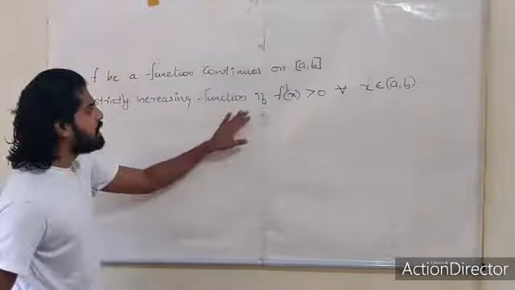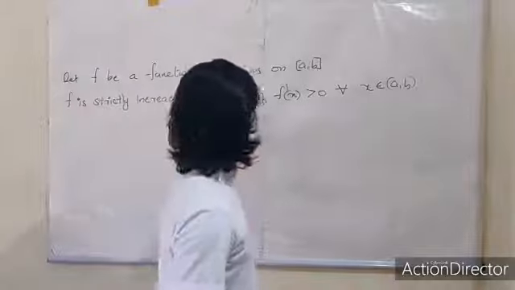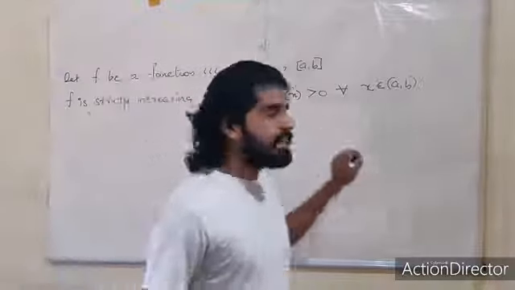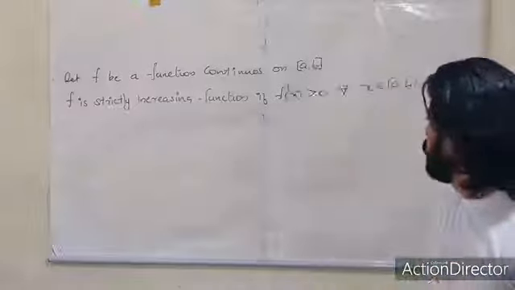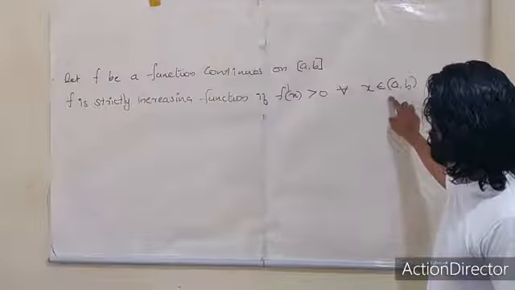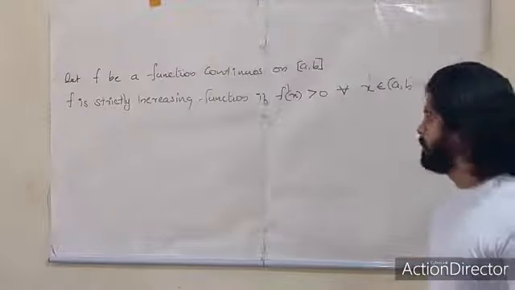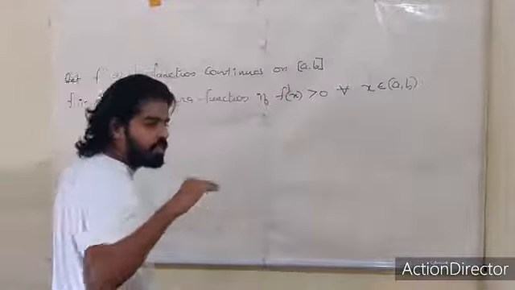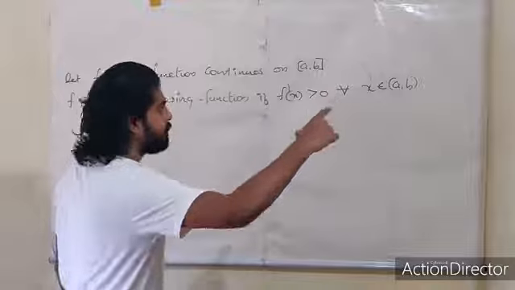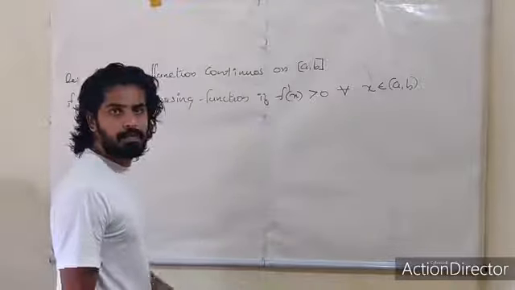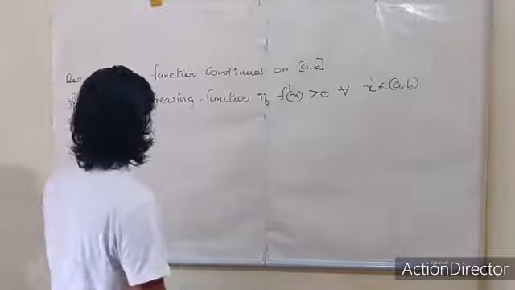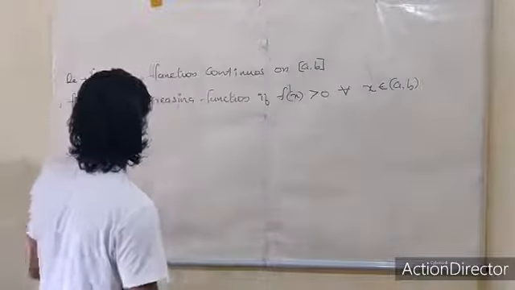Okay, so this is the theorem: if a function is continuous in the closed interval [a, b], then f is strictly increasing if f dash x is greater than 0 for all values in the open interval (a, b). Right. So we can say the function is strictly increasing if the derivative of the function is positive. The derivative of the function should be greater than 0. Okay, let's see how we will prove this.